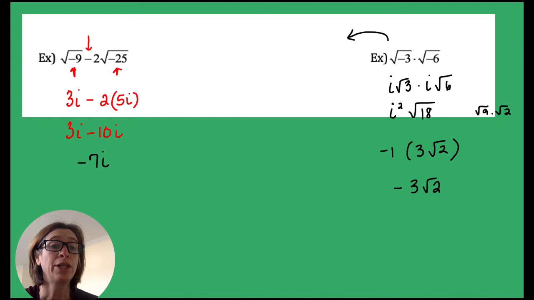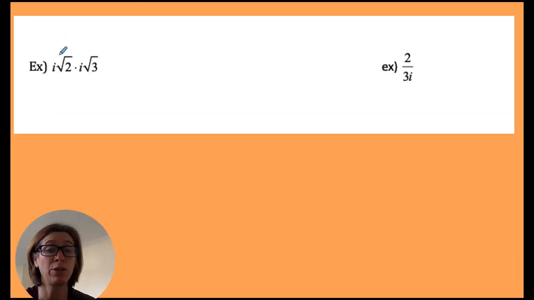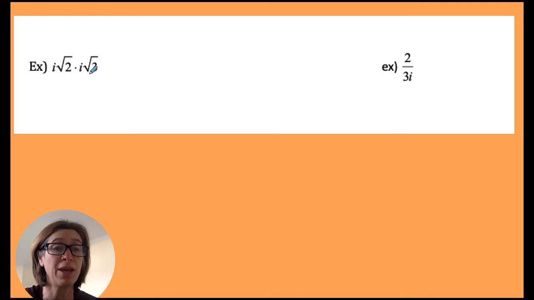Here we've got i root 2 times i root 3. You can multiply the imaginary parts, and you can multiply those irrational parts. So this would give me i squared root 6. i squared is -1, so -1 times root 6 would just give me -root 6.